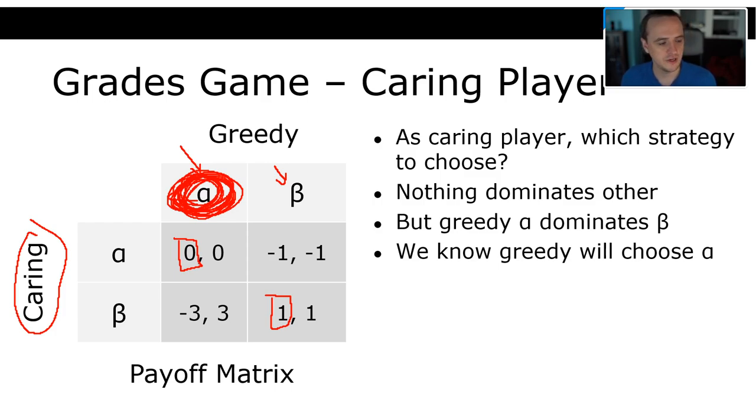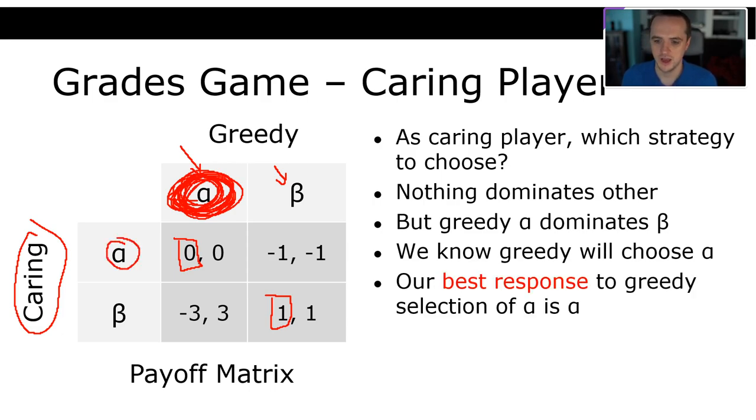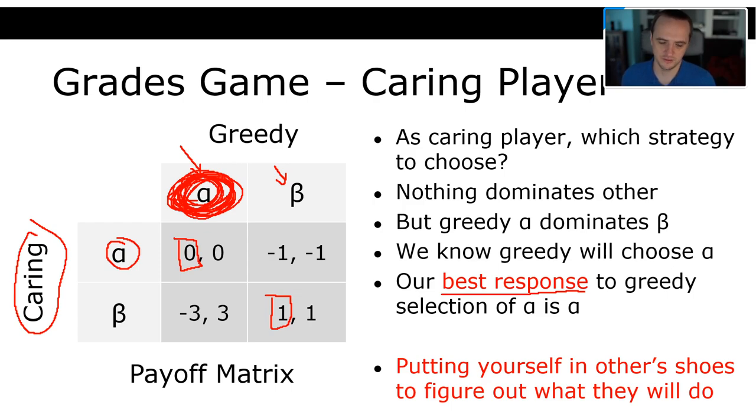So if we know that they are going to choose alpha, then what we should do is look at all the possibilities for alpha, and we should choose alpha, okay? So our best response to a greedy selection of alpha by the greedy player is to choose our own alpha. And so the moral of this story is that putting yourself in the other person's shoes to figure out what they will do can help you make your own decisions.